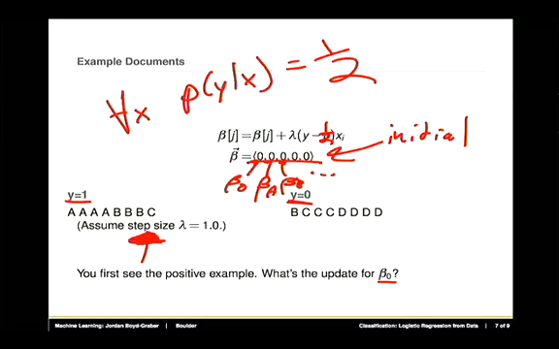So it's going to be 1/2 in any case. How wrong are we for this example here? What is the difference between what we should be outputting and what we actually output? 1/2. It is y equals 1, and we're saying that with probability 1/2. So 1 minus 1/2 is 1/2. And our lambda is 1.